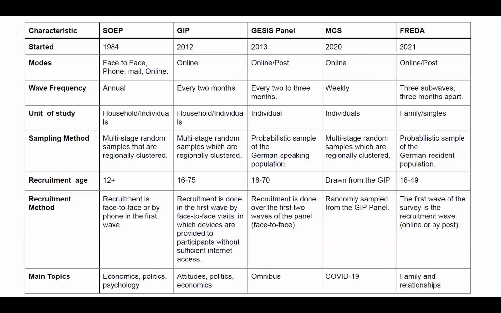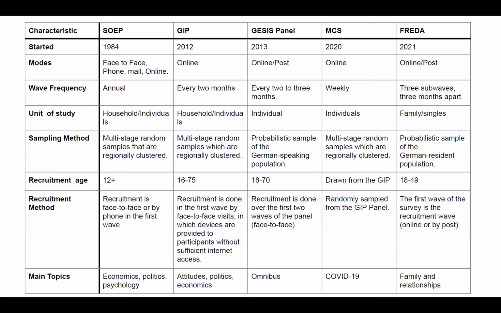What are some of the variations? Well, they vary widely in how frequently the waves come. So Mannheim Corona Study was a weekly for 16 weeks panel study, whereas SOAP and Frida are annual, and German Internet Panel and the GESIS panel are coming every few months. They vary as to whether they're surveying individuals or households. They vary in what topics they're asking, and they vary in the modes that they offer.